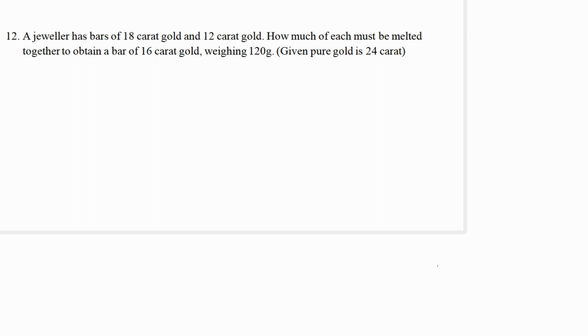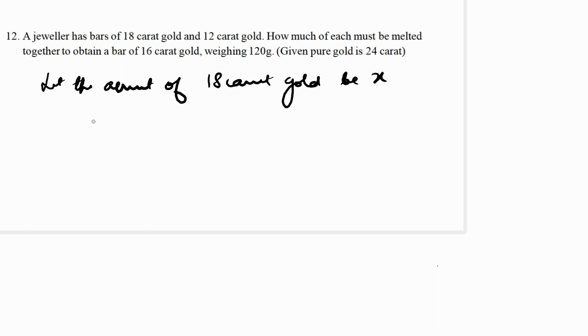So we'll start like this. We'll say let the amount of 18 karat gold be x and let the amount of 12 karat gold be y. So what will you say? x plus y is equal to 120. The total weight we know is 120. And we take this as equation 1.